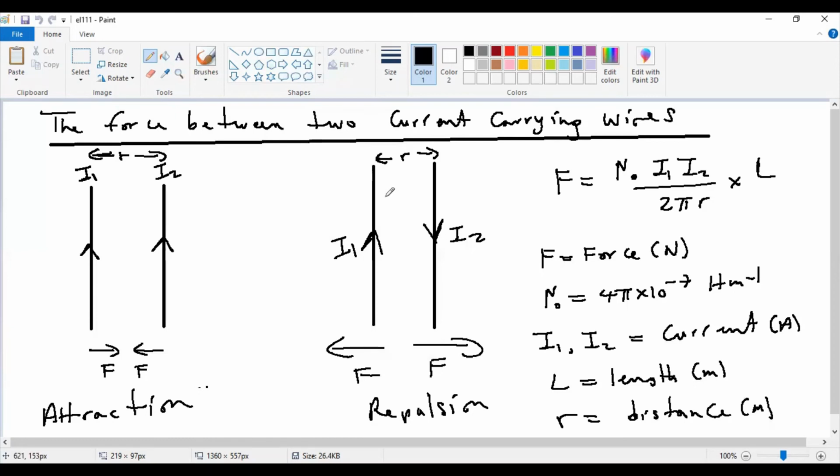Again, this is still based on Fleming's left-hand rule. We're not doing anything different. We can actually prove this using Fleming's left-hand rule. As before, we use the grip rule to predict the direction of the magnetic field, and once a current is moving in the presence of a magnetic field, we use Fleming's left-hand rule to predict the direction of the force. It shows that when the currents are pointing in the same direction, that's attraction, and when the currents are pointing in opposite directions, that's repulsion.